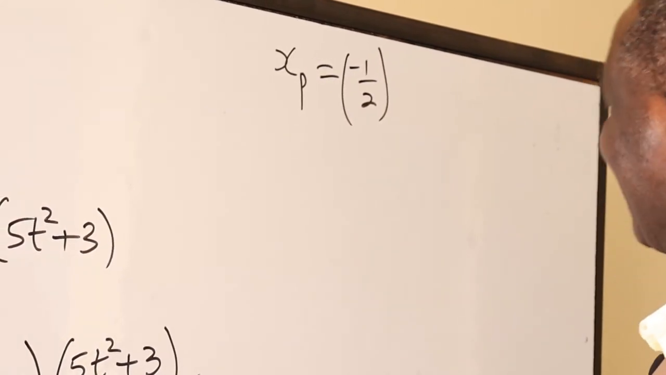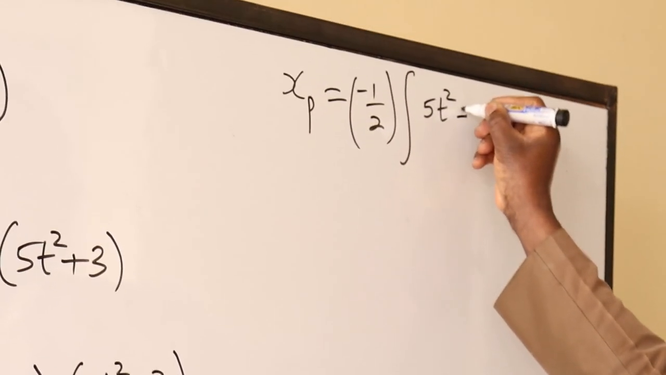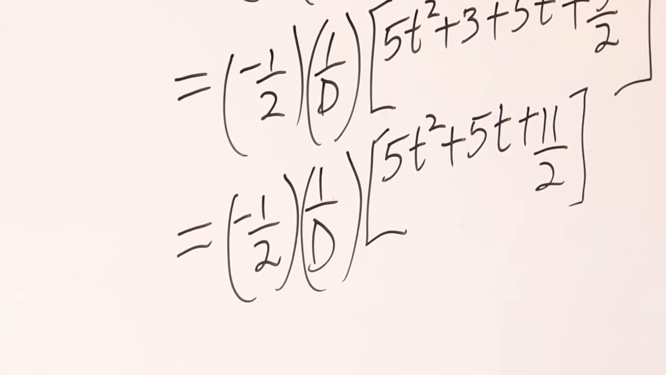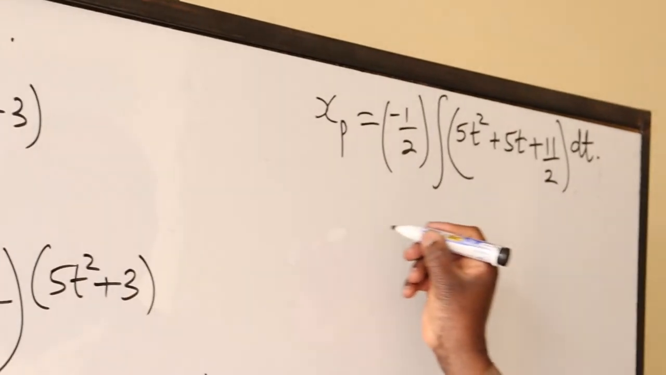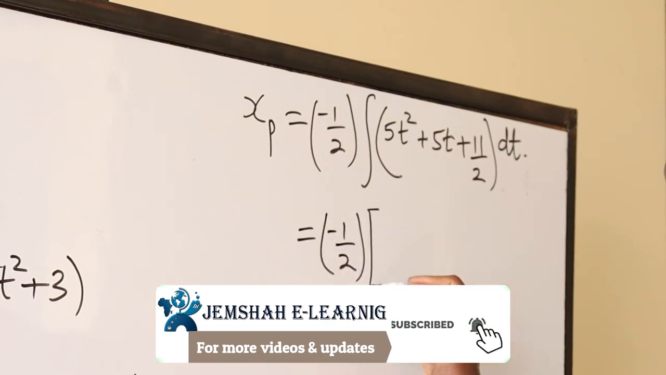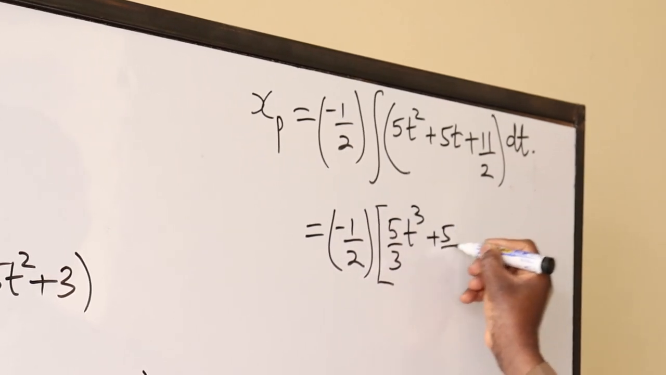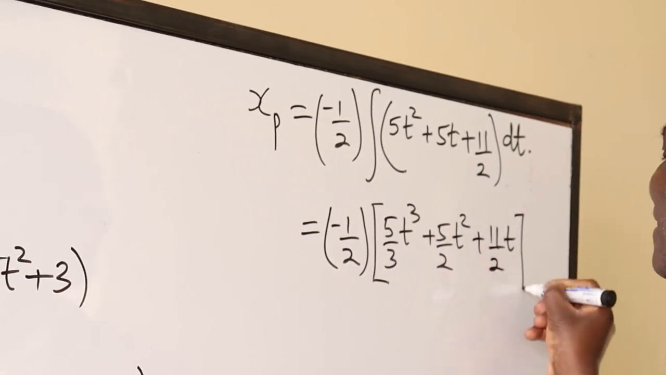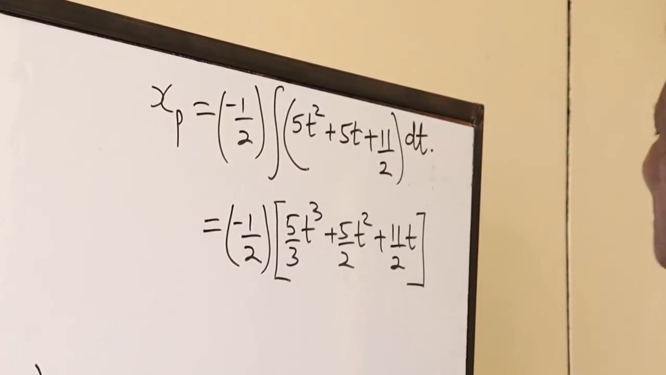1 over d means we are integrating that expression. 5t squared plus 5t plus 11 all over 2. We are integrating the whole thing with respect to t now, which will be equal to minus a half. When we integrate this, what do you get? We get 5 over 3 t cubed plus 5 over 2 t squared plus 11 all over 2 t. So our xp is equal to that.